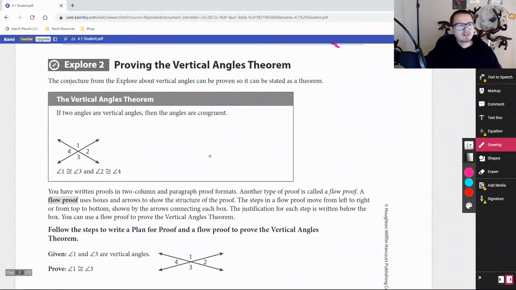Geometry loves their theorems, man. Let me tell you: if 2 angles are vertical angles, then the angles are congruent. We said that, but we got to make sure we got proof. And I need you guys to work on really speaking to the details, provide enough evidence to prove your points.